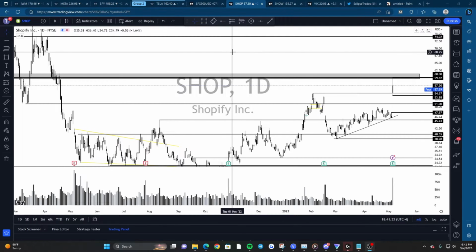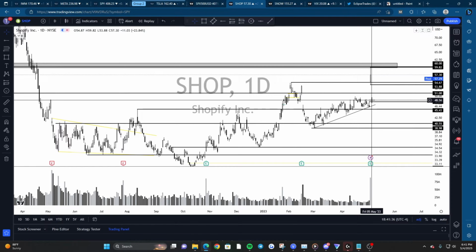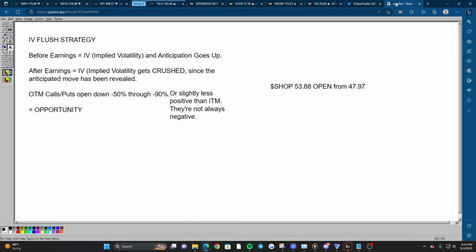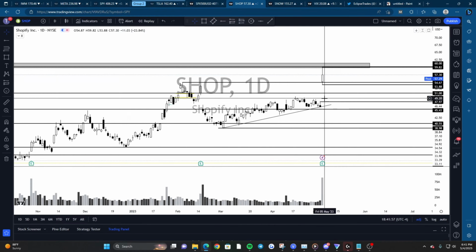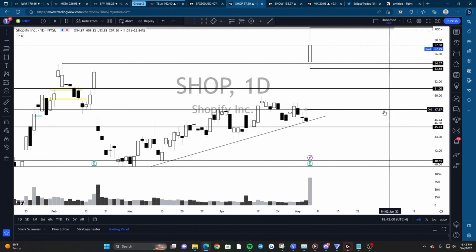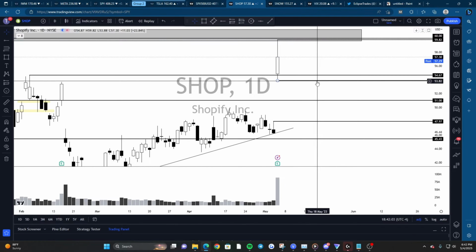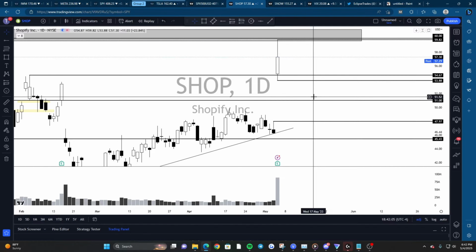So as you can see, Shopify had a major gap up here, and that was because of the earnings, right? First of all, this strategy is called the IV flush, and IV stands for implied volatility, if you don't know. Shopify opened at $53.88. The original was $47.97, so that's almost a $6 move up overnight, which is pretty crazy. So we can see here 47 or 48 to almost 54. When a stock gaps up like that on earnings, there's something called IV that you guys have to understand about all earnings plays, all of them.